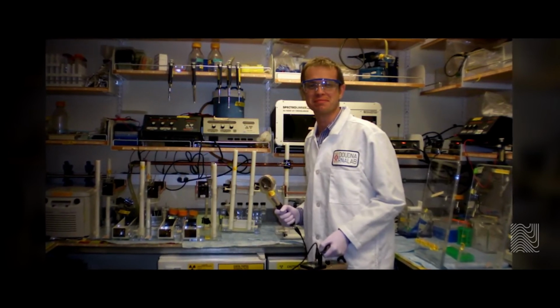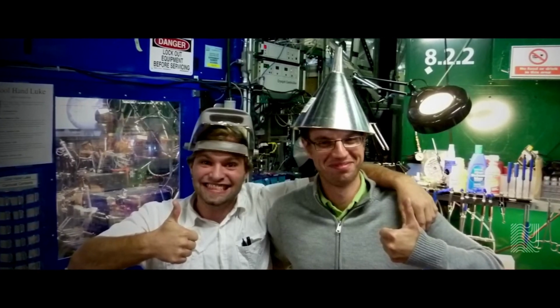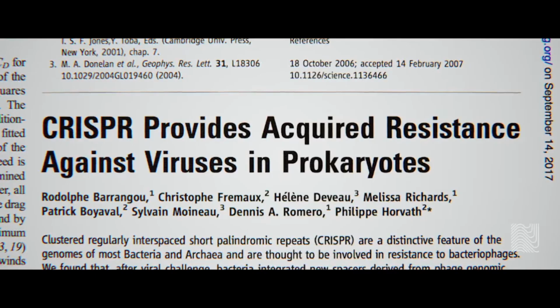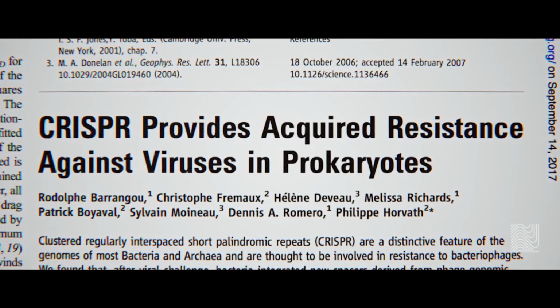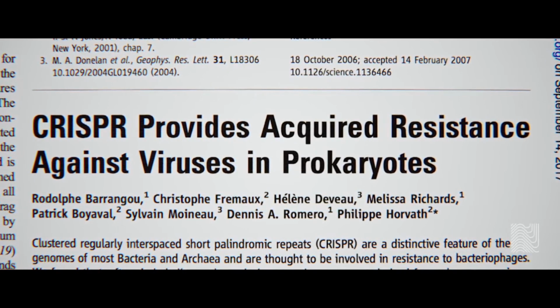I was at the time a postdoctoral fellow in the lab of Jennifer Doudna, kind of fresh off the boat. This was at the time when Rodolphe Barrangou's Science paper came out, establishing the CRISPR system as a kind of primitive bacterial prokaryotic immune system.